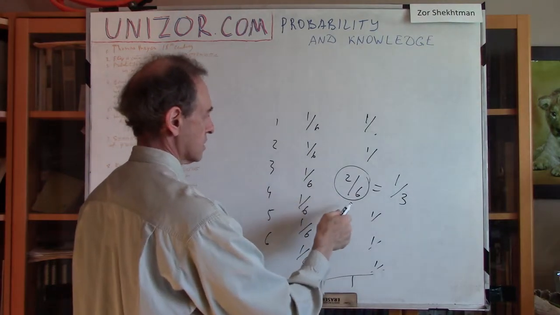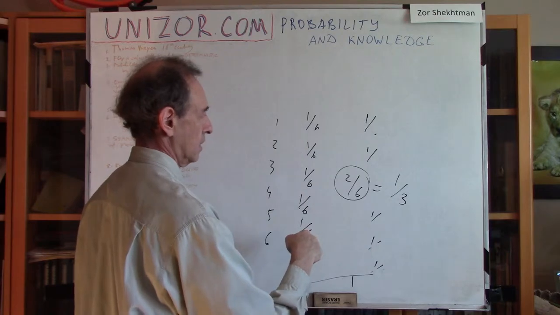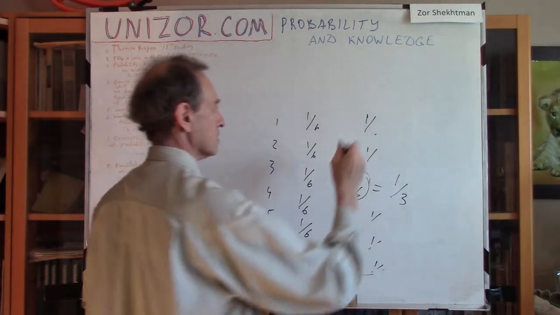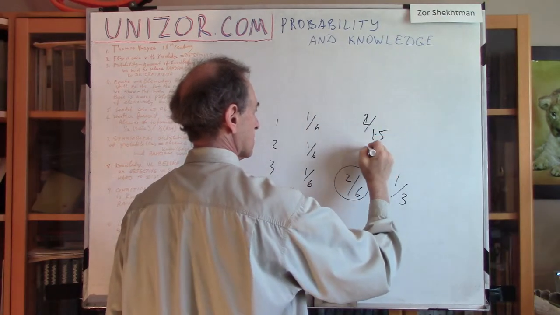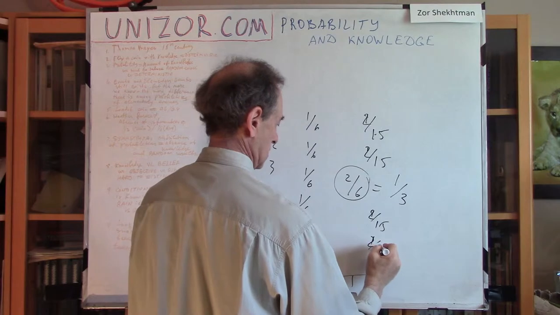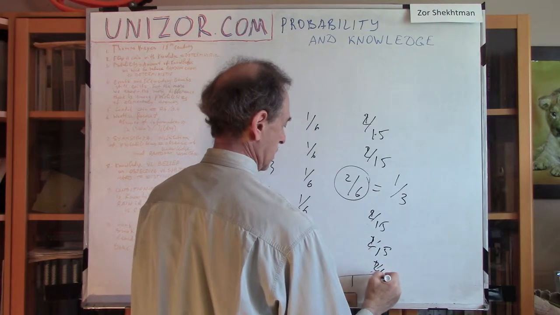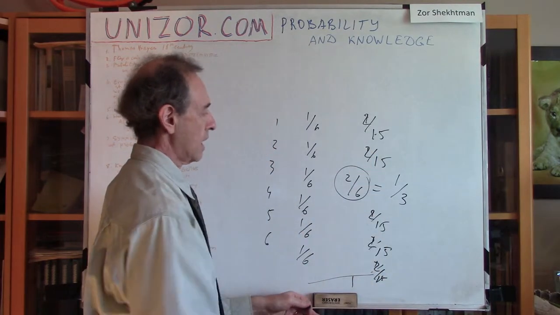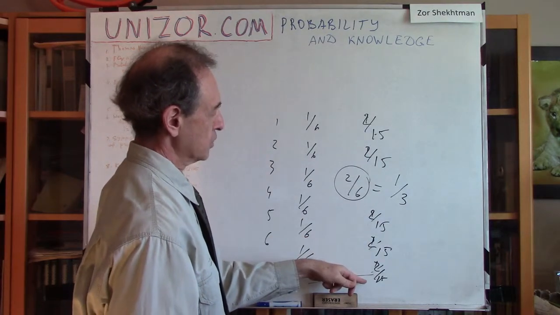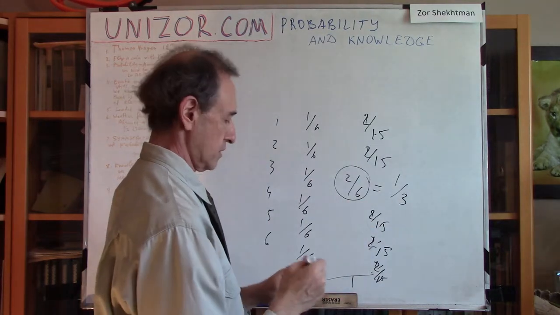2/6, 4/6 divided by 5, 4/30, so it's 2/15. That's what it is, 2/15, I'm sorry. So the probability of each other is 2/15, we have 5 of them, so it's 10/15, which is 2/3, and 1/3 is for this, yes.